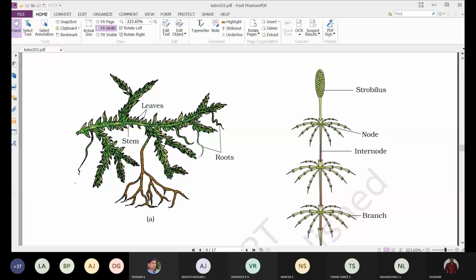So that is okay, but here you can see the leaves are very large in size. These are macrophylls, like in Equisetum. But in Selaginella they are smaller and they are called microphylls.